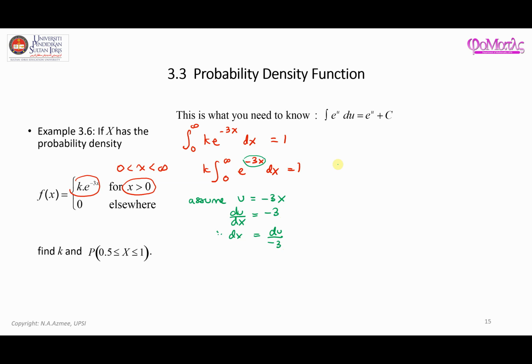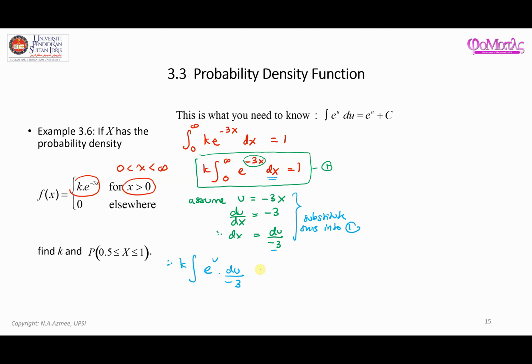So, maybe I can call this 1. Okay, 1. And we're going to substitute this result into 1. Therefore, what we have here is k, and the limit is not going to be defined between 0 and infinity anymore, because now we are representing negative 3x with u. So dx is going to be replaced with this one, which is du over negative 3. And this must be equal to 1.